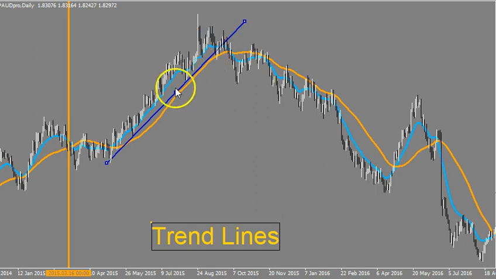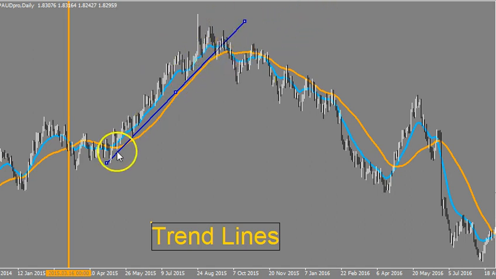Looking for price to stay above the trend line. And by the way, when it comes to trend lines, I wouldn't use them by themselves. I would combine them with the moving averages. That's probably the best combination. And take a look at how price respects the trend line and the moving averages. Then look at putting together a strategy to take advantage of that.